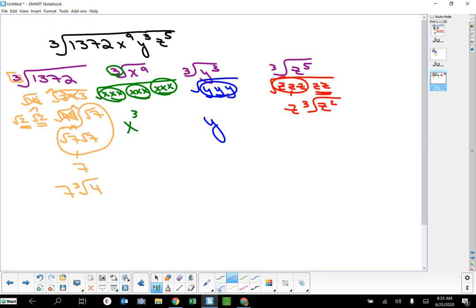So now I can put whatever is outside the radical. So I have 7x cubed y z. And then under my radical, which is a cube root, I have a 4 and a z squared.